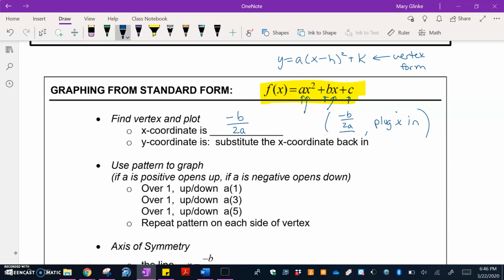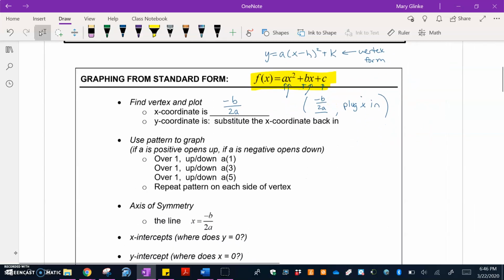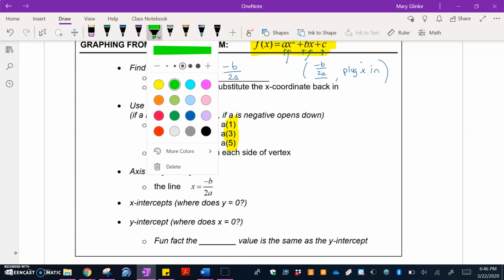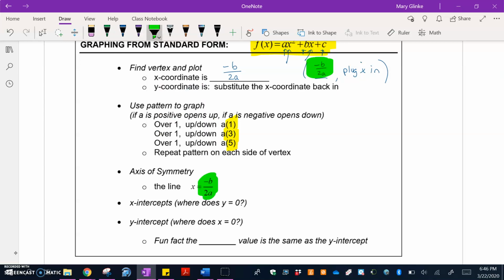After we know our vertex, everything else is going to remain the same for our graphing. So our 1, 3, and 5 pattern is still the same. We're going to take that and multiply it by whatever our a value is. The axis of symmetry is still going to go through the x value of the vertex, but now, since we had to do a formula to find it, it's always going to be whatever negative b over 2a is. The x-intercepts and the y-intercepts are where your graph crosses the x-axis and y-axis. Both of these are still written as points, x comma y.